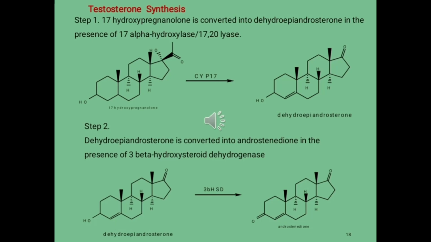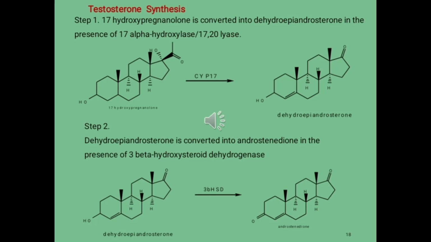17-hydroxypregnenolone, in which the hydroxyl group is present at carbon 3 position and acetyl group is present at carbon 17 position. In addition, one hydroxyl group is present as alpha in the 17 position too. So this structure is converted into dehydroepiandrosterone in the presence of enzyme 17-alpha hydroxylase 17,20 lyase.